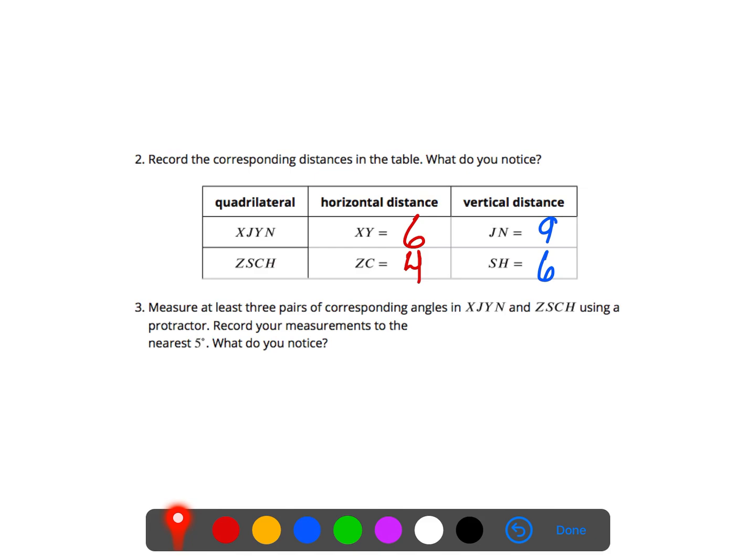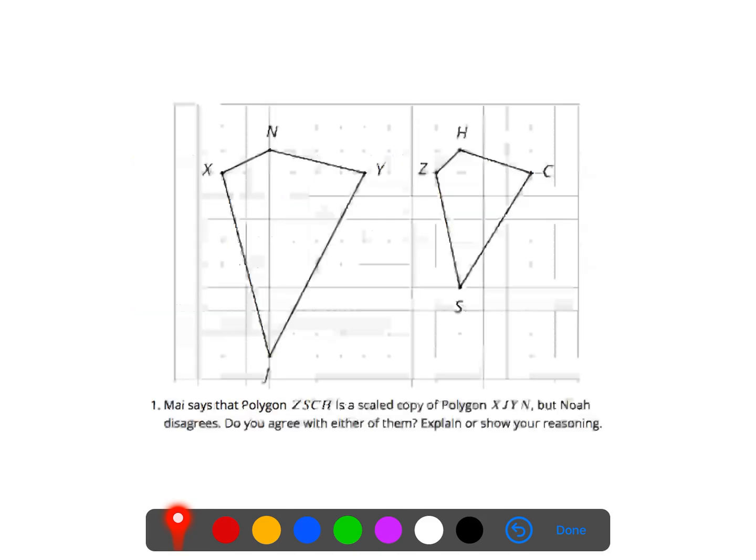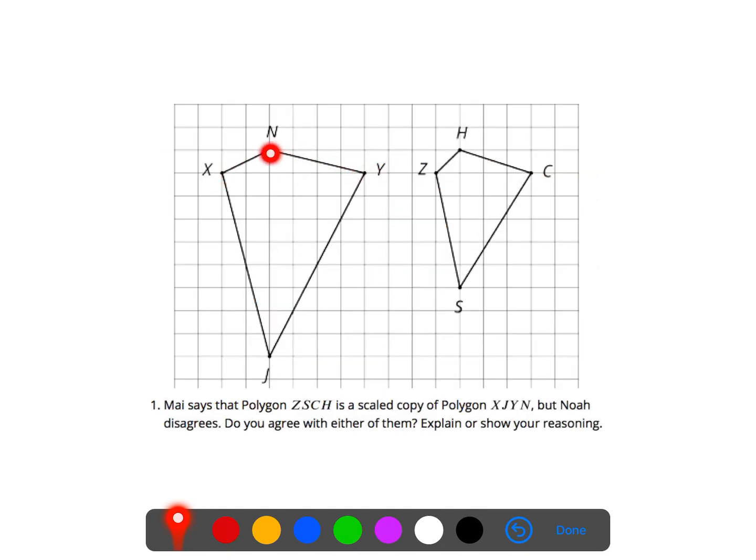All right. Now, in the third question, it wants us to measure at least 3 pairs of corresponding angles using a protractor. Now that's going to be a little tricky for some of you. What we're going to do is go back to this figure here and let's really closely look at a couple of these angles. The first one I want to look at is this top angle, angle X and Y.